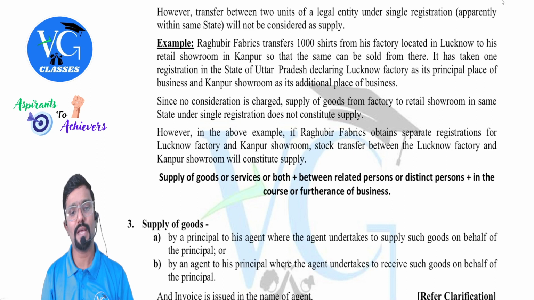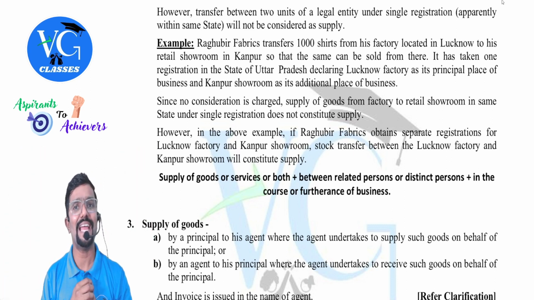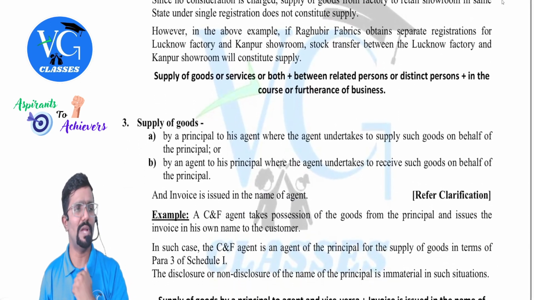However, in the above example, if Raghubir Fabrics obtains separate registration for the Lucknow factory and the Kanpur showroom, assume for some reason they only took separate registration. Are they treated as distinct persons now? Yes. Stock transfer between the Lucknow factory and the Kanpur showroom will be a supply. Why so? Because they are treated as distinct persons when they have taken separate registration.